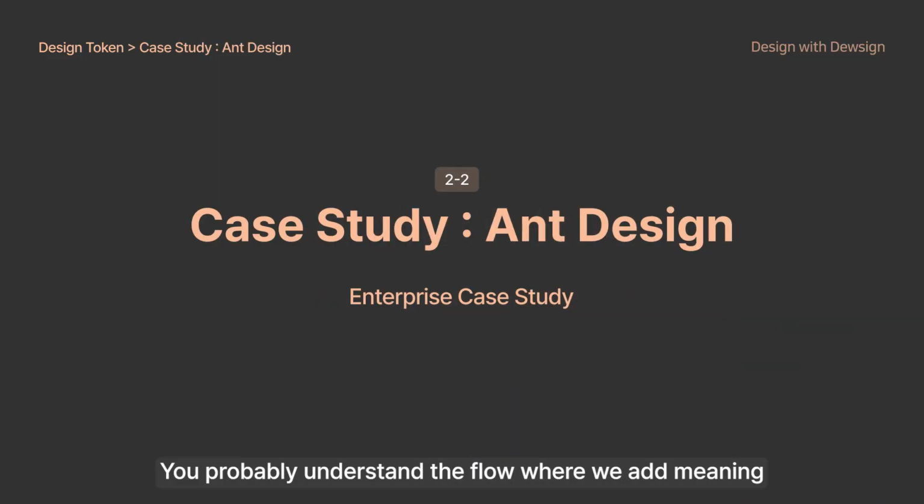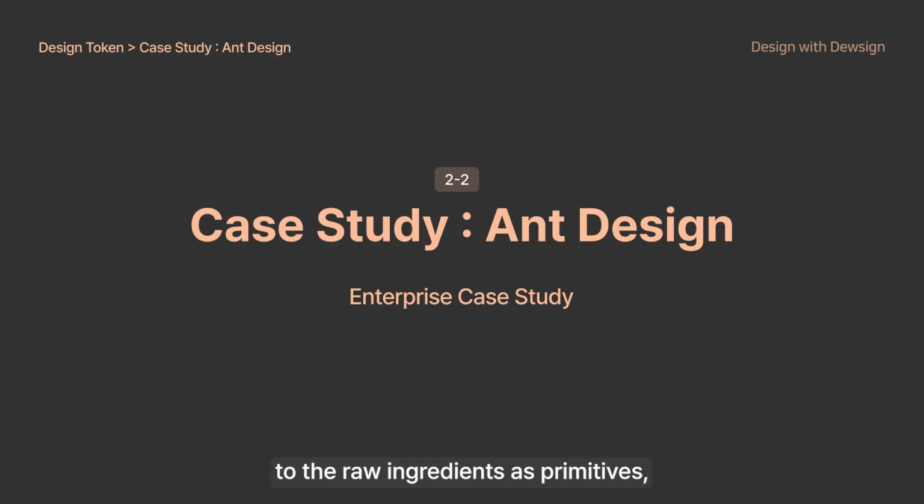You probably understand the flow where we add meaning to the raw ingredients as primitives and how that meaning then connects to components. So, how do global standard libraries used by countless designers around the world actually apply this structure to fit reality? As our first case study, let us analyze Alibaba's Ant Design together.